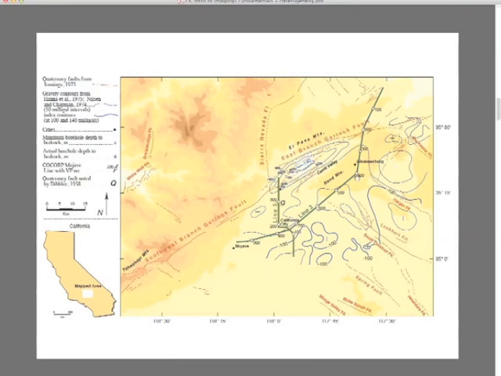So there's a basin there, and these are gravity contours. We go from minus 40, 30, 20, 10, 0. These are 10 milligal contour intervals. So this basin has almost 30 milligals of gravity low, which means that there's a lot of basin fill there. And it's in this narrow valley that occupies the step over.